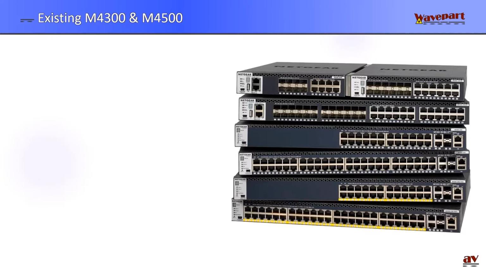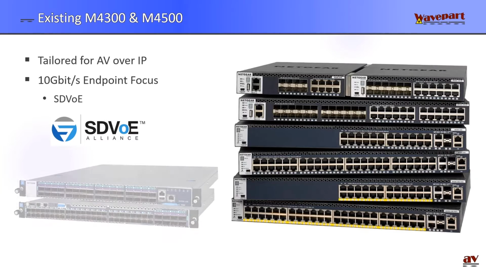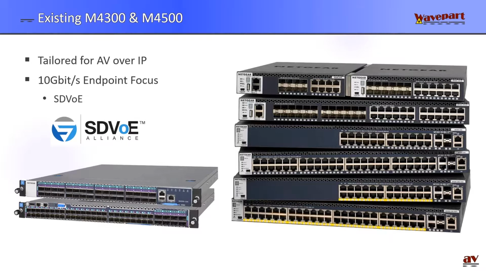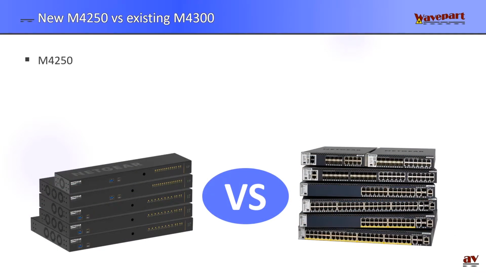In 2016, NETGEAR introduced the M4300 series switches tailored for demanding AV over IP applications. Although there are 1 gigabit versions available, the focus is on 10 gigabit endpoints. When I say endpoints, I mean AV encoders or decoders. SDVoE is probably the most widely used example of 10 gigabit endpoints. The M4500 line was introduced in 2019 to function mainly as core or spine switch with speeds up to 100 gigabits per second. So what's the difference between the new M4250 and the existing M4300?